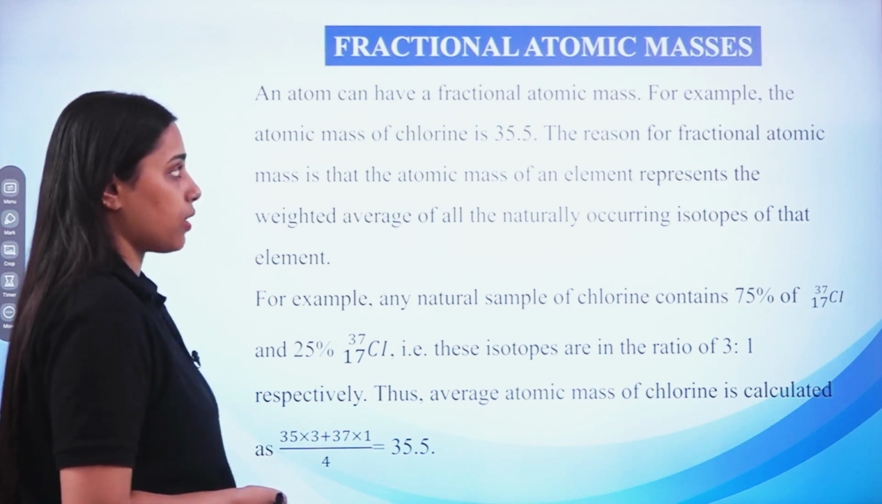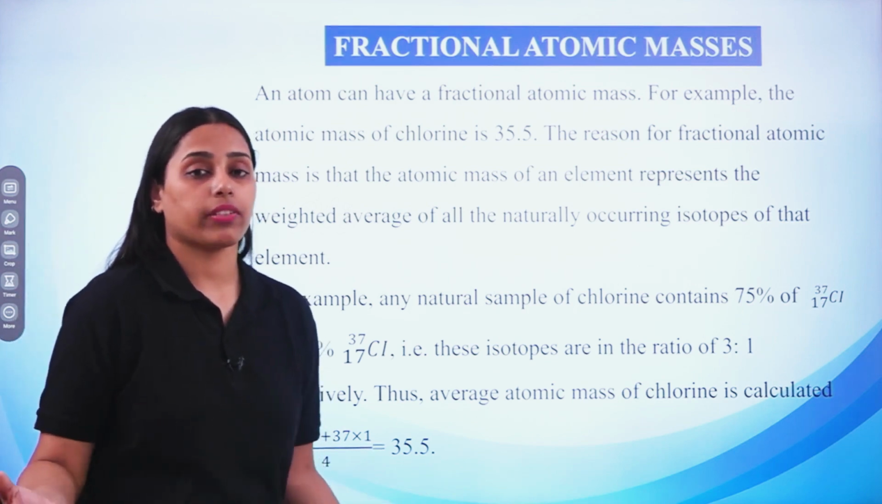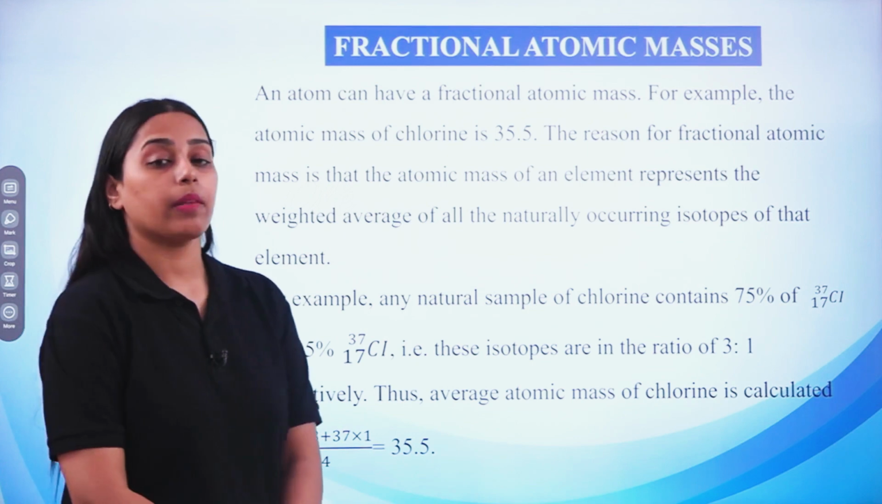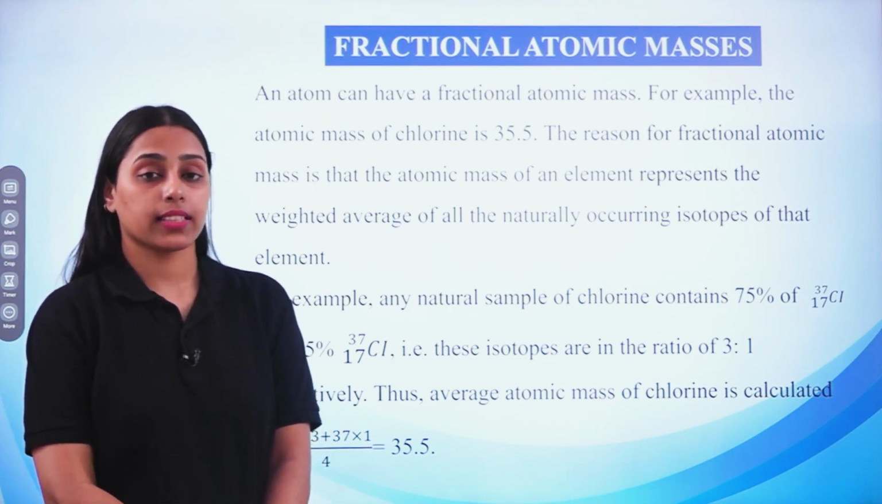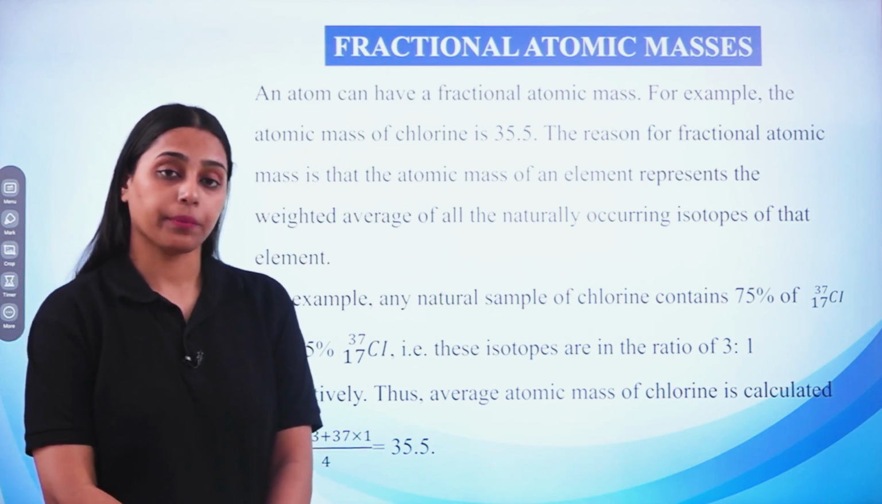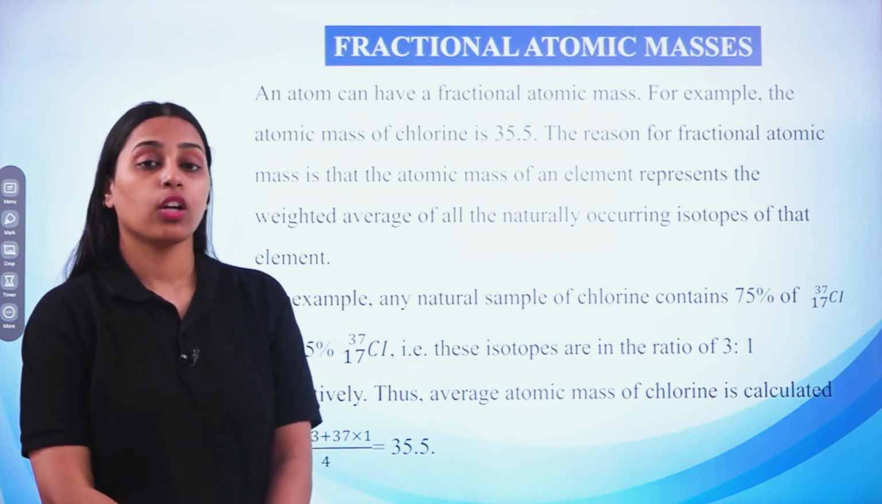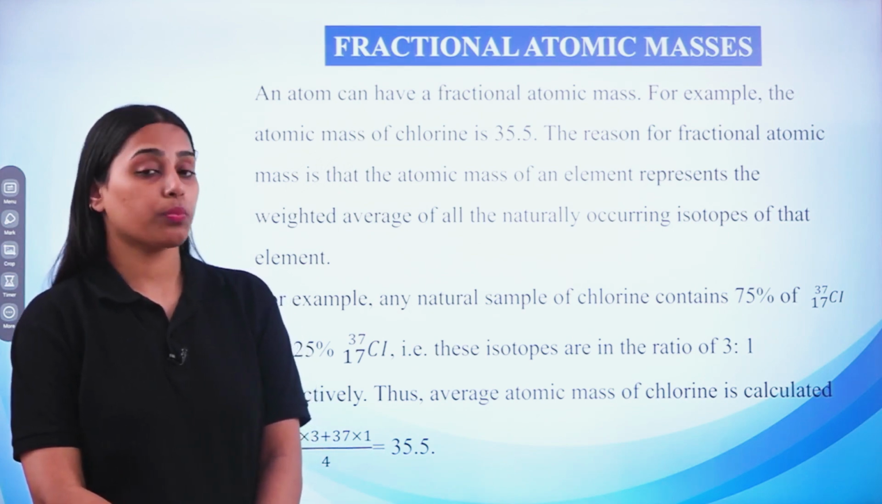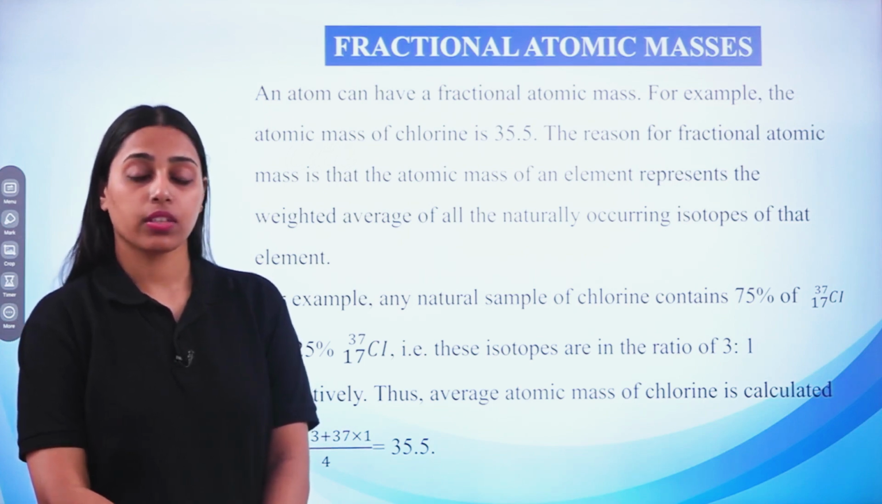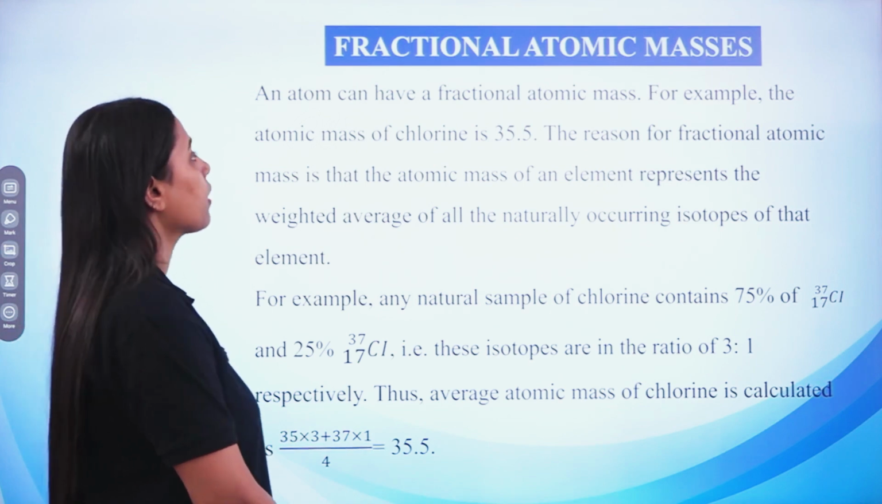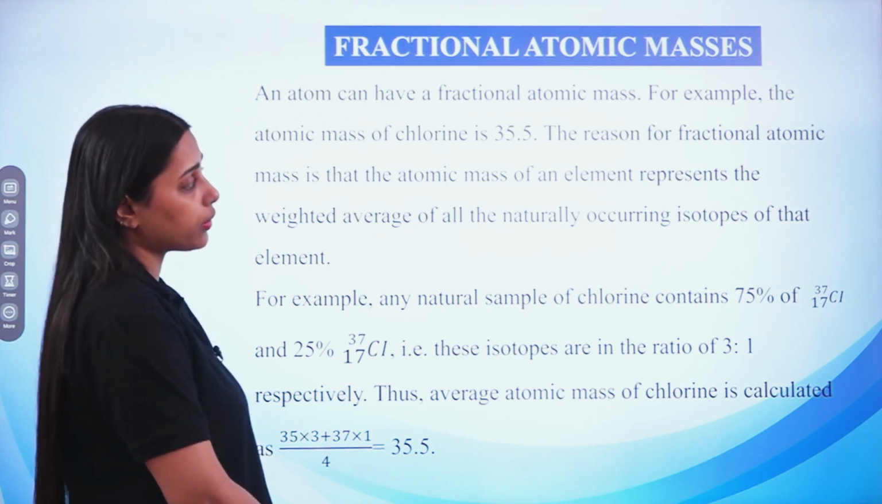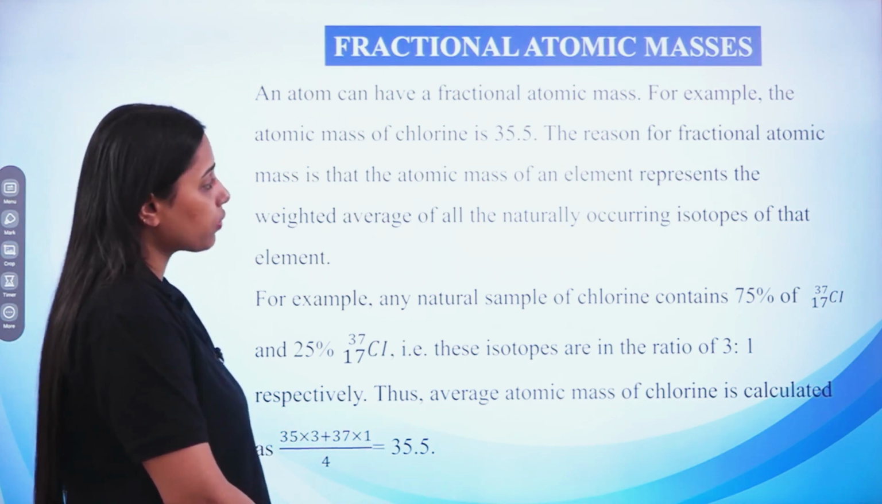Fractional atomic masses. After discussion of isotopes, there are certain elements which are considered to have fractional atomic masses, that is, in decimal form. For example, chlorine has 35.5, copper has 63.5 atomic mass, and so on. So there are various elements having fractional atomic masses. An atom can have a fractional atomic mass, like the example of chlorine.